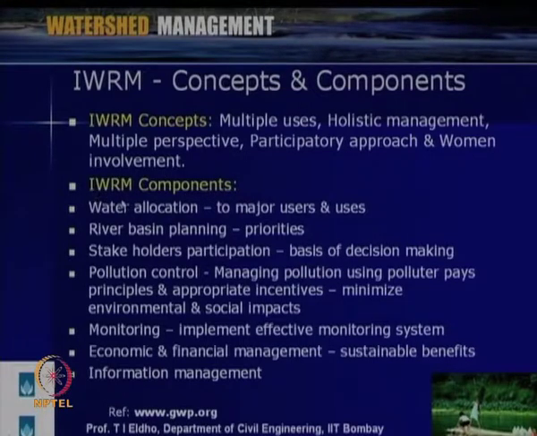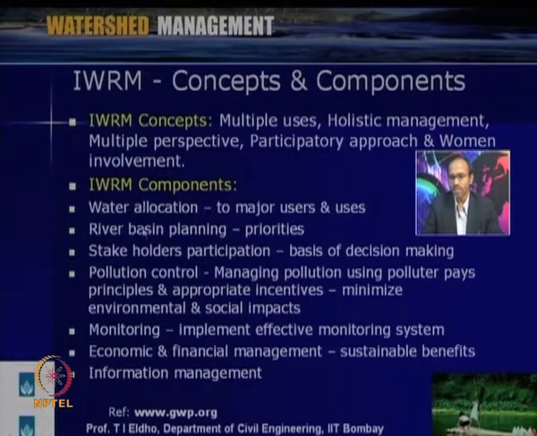And then let us see what are the important components as far as IWRM is concerned. So, important components are listed here, like water allocation to major uses. So, how we allocate for each sector, and then how efficiently we can do this. Then river basin planning. So, as far as the river basin is concerned, what are the important priorities? So, that way we have to see. Then stakeholders participation.